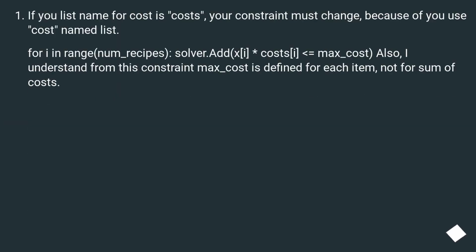If you list name for cost as costs, your constraint must change, because you use cost named list. For i in range num_recipes, solver.add xi, costs i, equals max_cost. Also, I understand from this constraint max_cost is defined for each item, not for sum of costs.